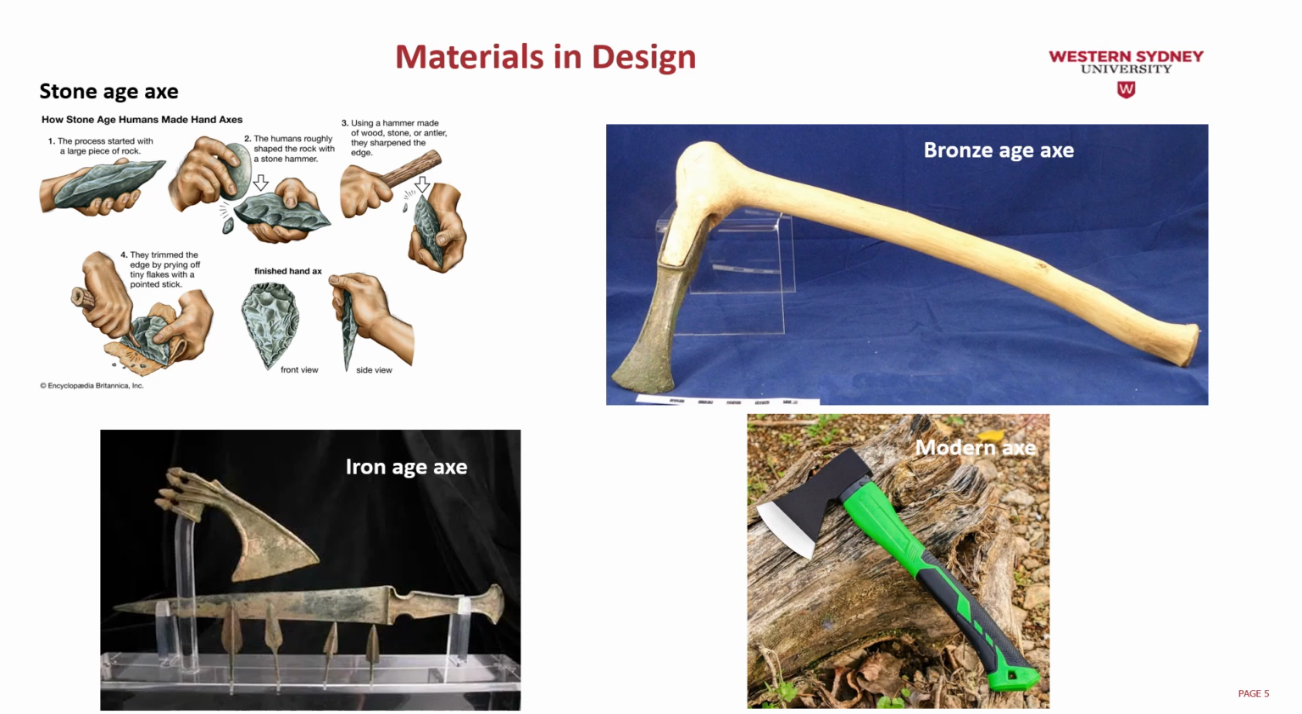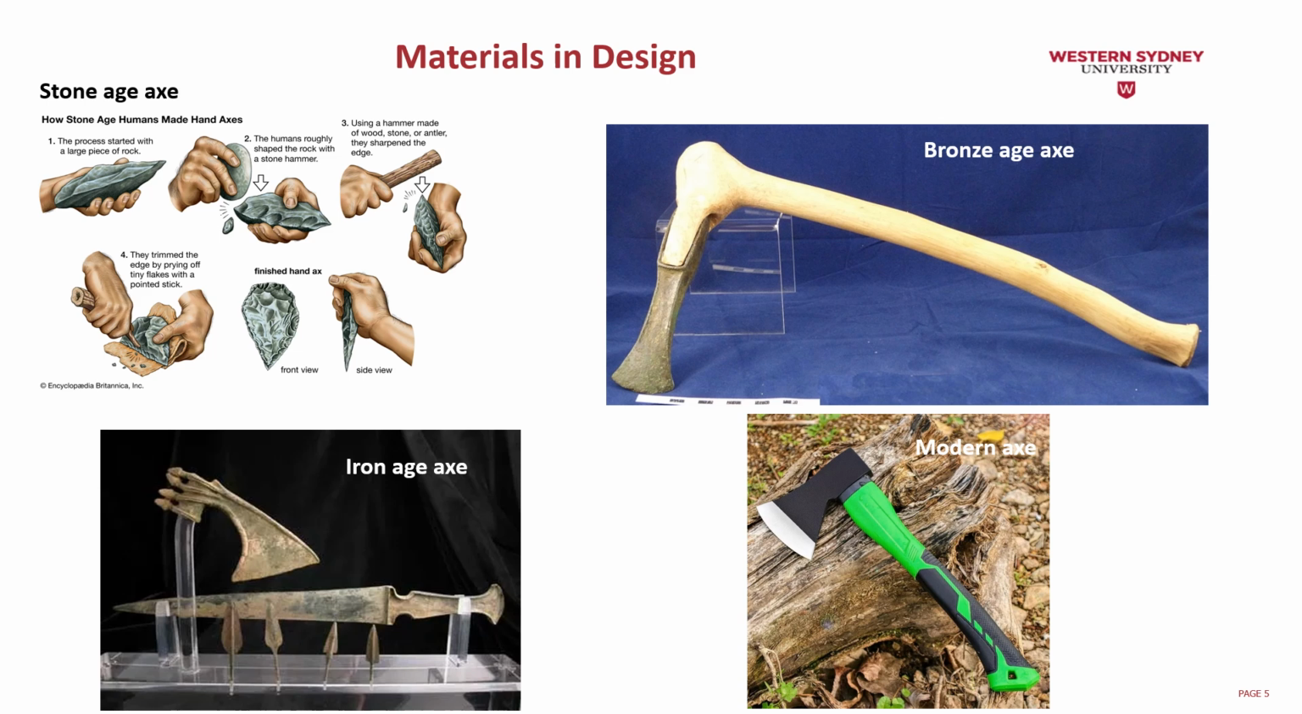So you can have an example about the evolution of the axe during the different ages. You can see that the Stone Age axe was made of stone, which had been sharpened to a sharp edge, which can be used for cutting. In the Bronze Age, they started to use bronze to make the axe head, which made it a little more flexible, harder, and easier to shape than the stone one.